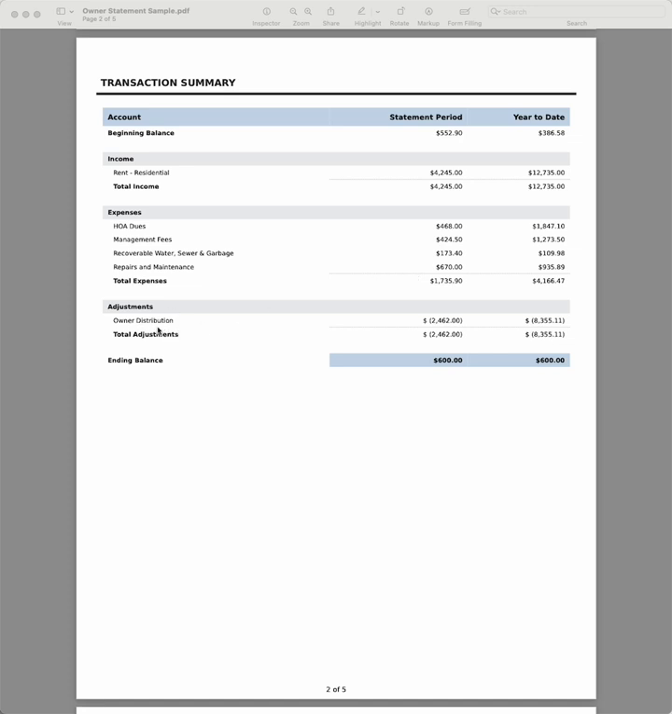We have one owner distribution across the portfolio for that $2,462. Again, if we take our statement beginning balance, add the income, subtract the expenses and the adjustments, we come up with an ending balance here. You'll also see a year-to-date running total here on the edge.